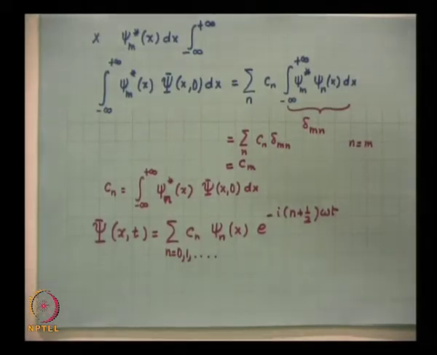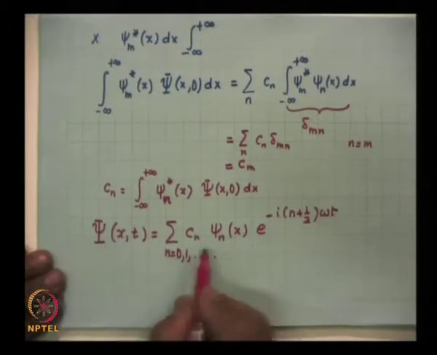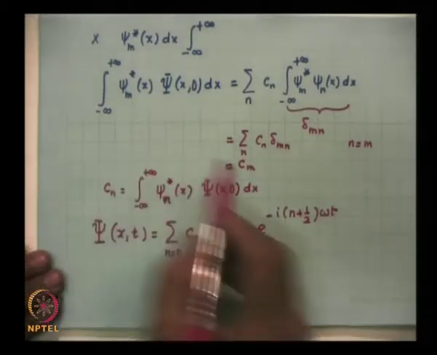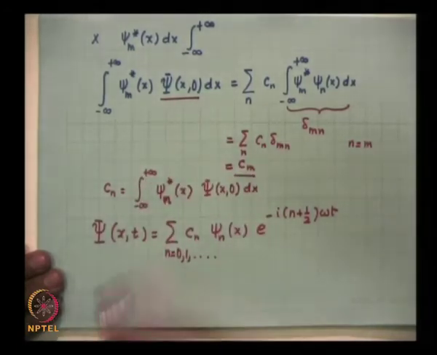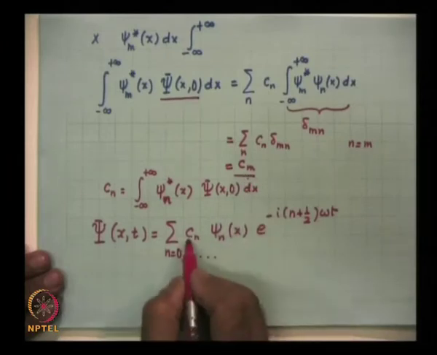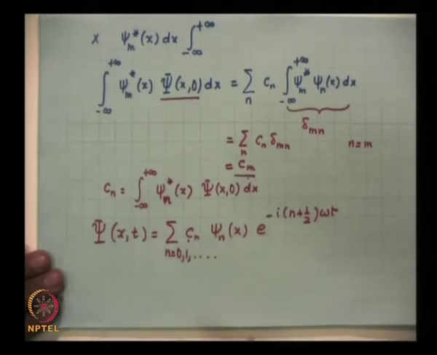There is one more thing that I would like to mention. So, therefore, if I know psi of x comma 0, I can find out C of n. Once I know C of n, I substitute it here and carry out the summation.